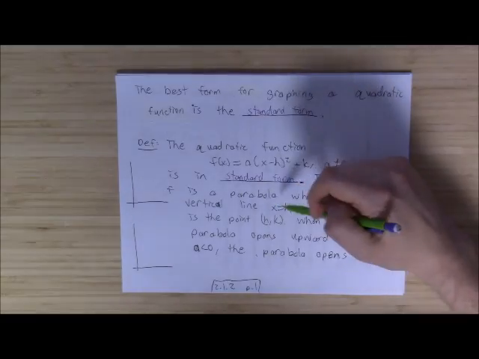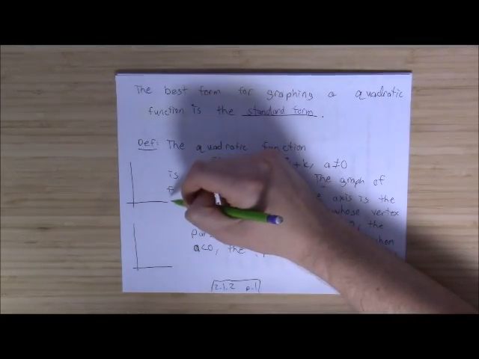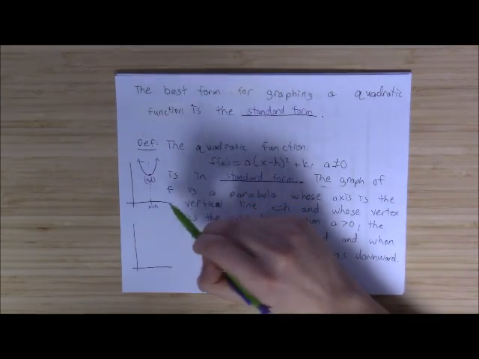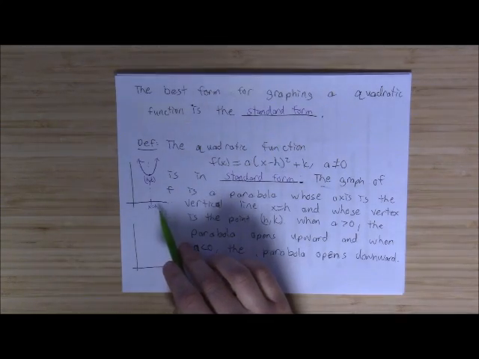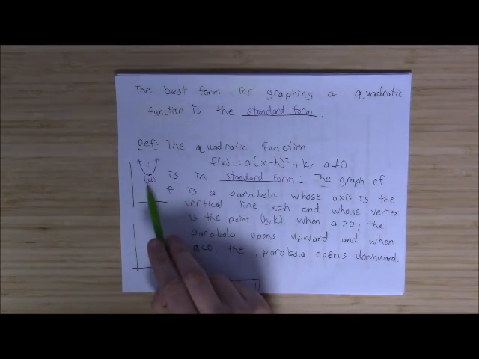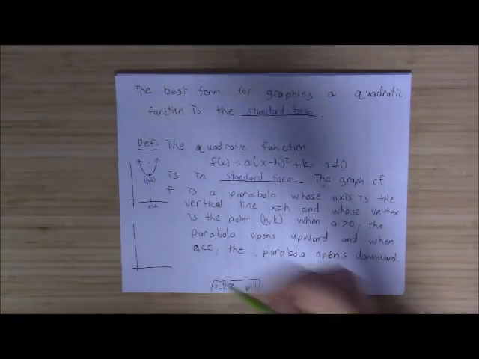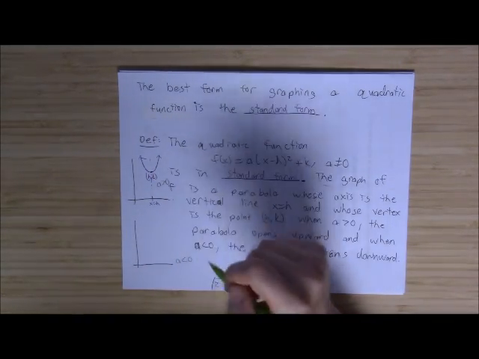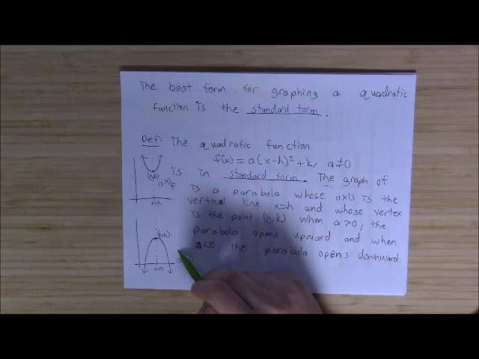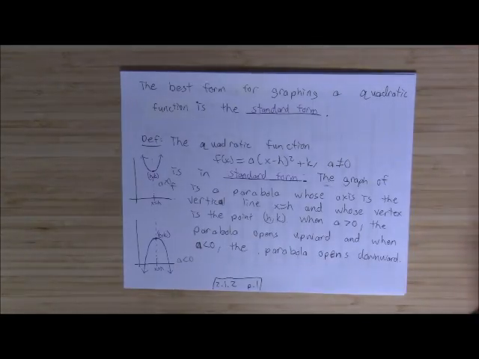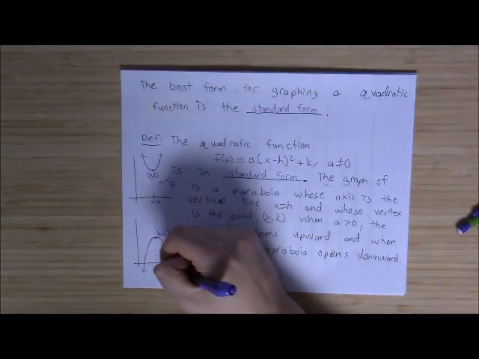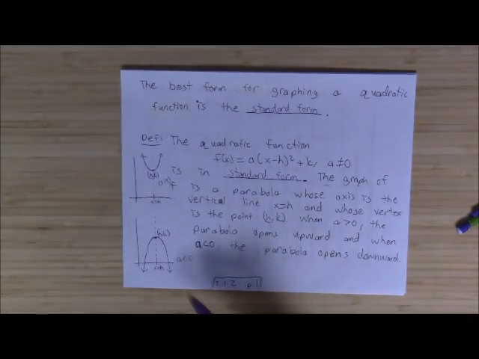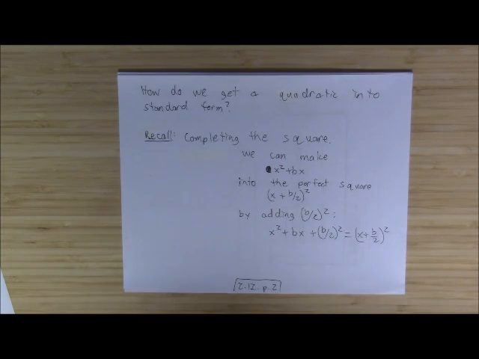So first off, for an upward opening parabola, we would have this picture. Here you can see the axis x equals h. Here we have the vertex (h, k). So this is if a is greater than 0. What about if a is less than 0? Well, then we would have this picture, because here we see that the parabola should open downward when a is less than 0.